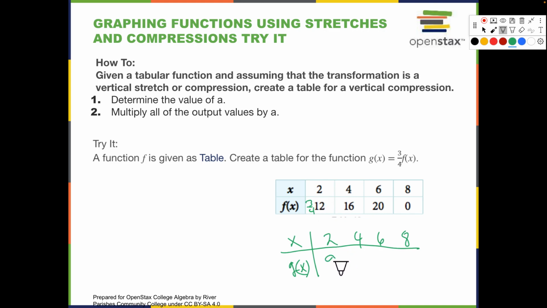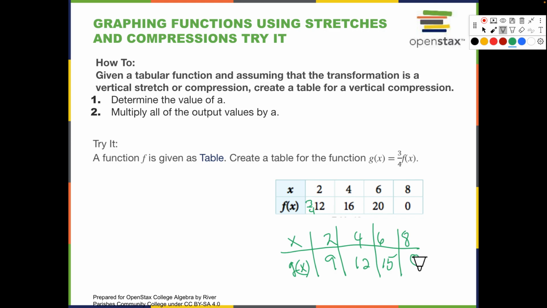3 times 3 is 9. So that's smaller, right? That's a compression. 16 divided by 4 is 4. 4 times 3 is 12. That number's smaller. 20 divided by 4 is 5. 5 times 3 is 15. That got smaller. And 0, that stays at 0.